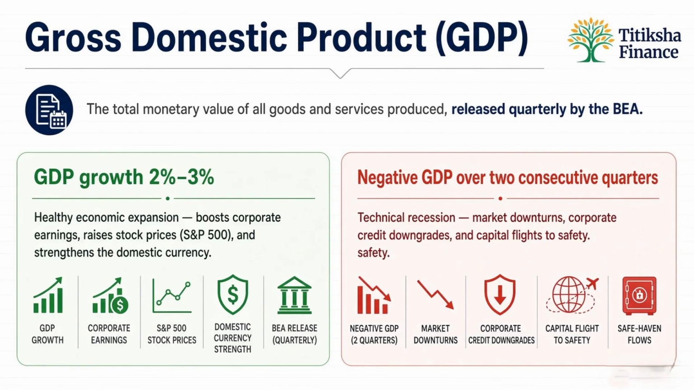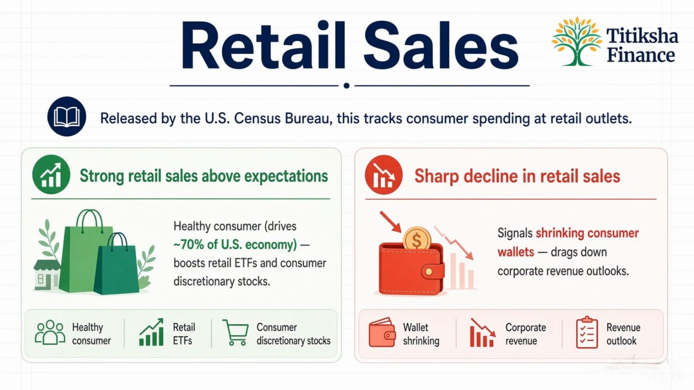Retail sales, released by the U.S. Census Bureau. This tracks consumer spending at retail outlets. Since consumer spending drives nearly 70% of the U.S. economy, a strong retail sales print above expectations shows a healthy consumer, boosting retail ETFs and consumer discretionary stocks. A sharp decline in retail sales signals shrinking consumer wallets, dragging down corporate revenue outlooks.